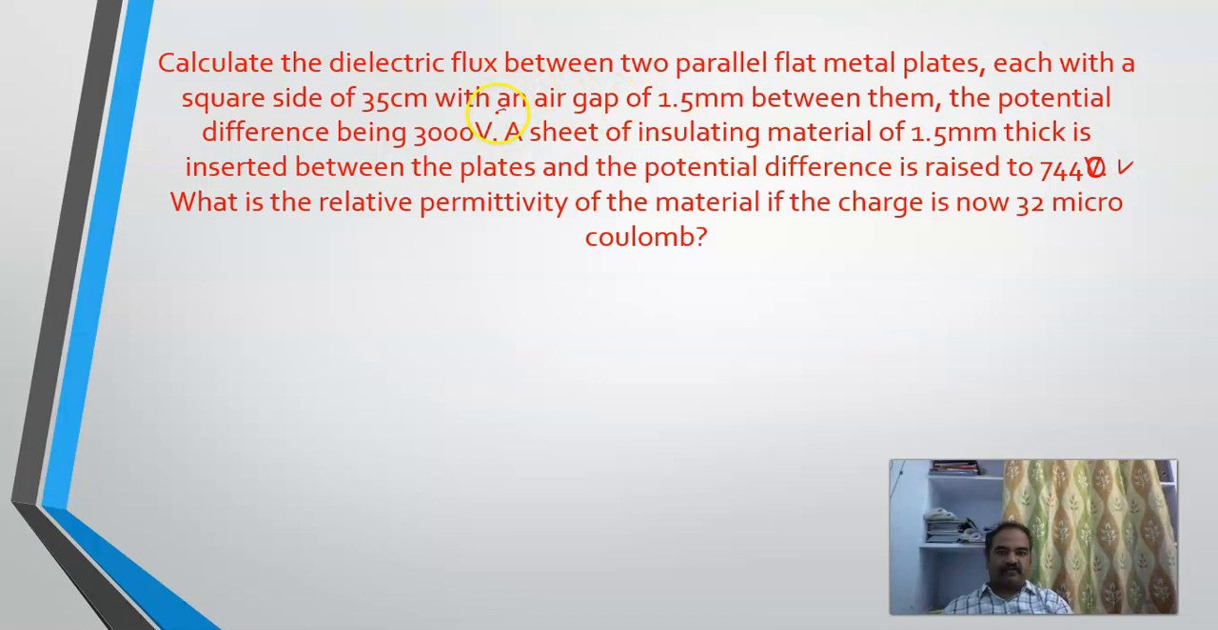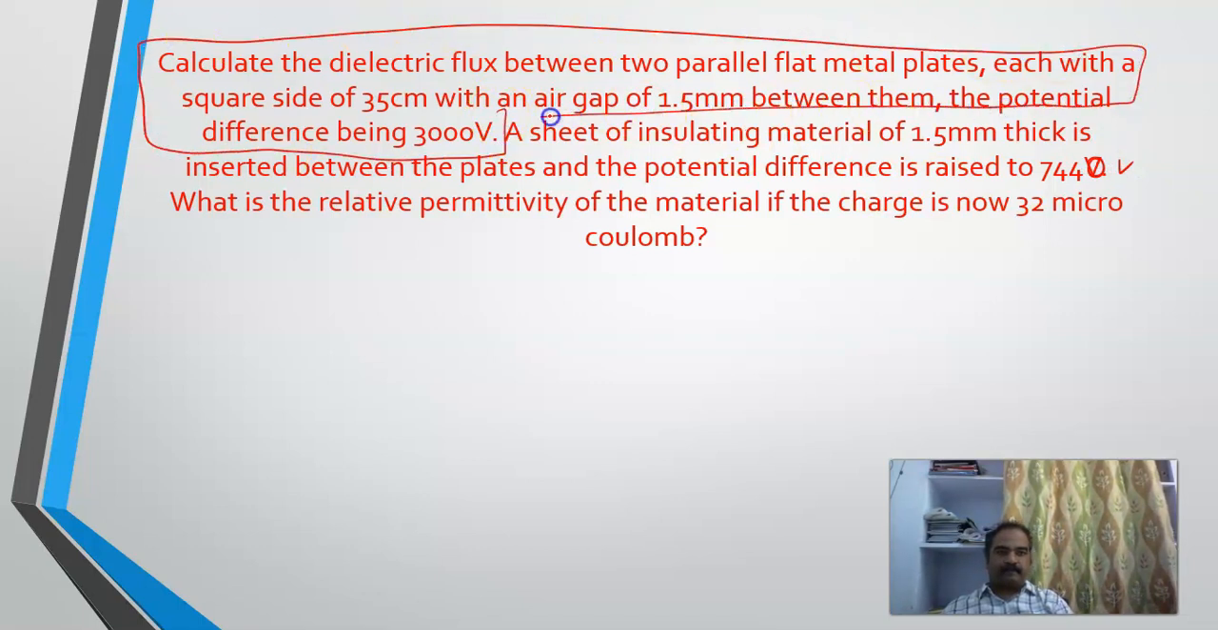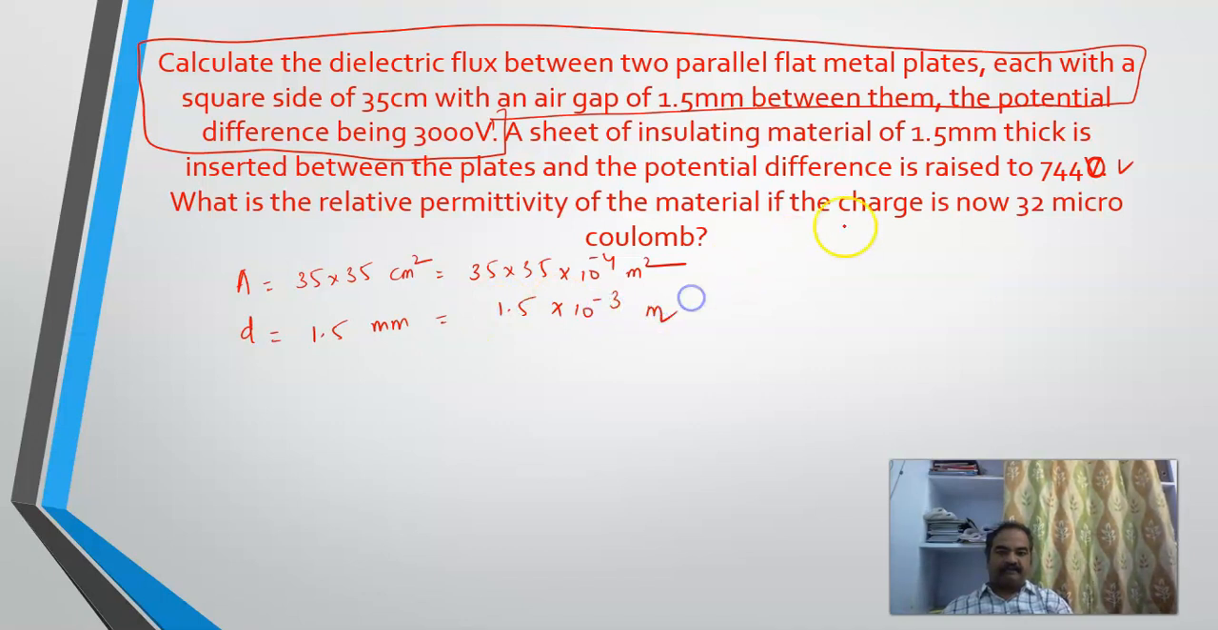So first of all, we will try to solve this particular problem. Now, if you see what is the area, it is 35 into 35 centimeter square, which is 35 into 35 into 10 to the power of minus 4 meter square. And the separation is 1.5 millimeter, which is nothing but 1.5 into 10 to the power of minus 3 meters. And the medium is air, so see it is mentioned as area, right?